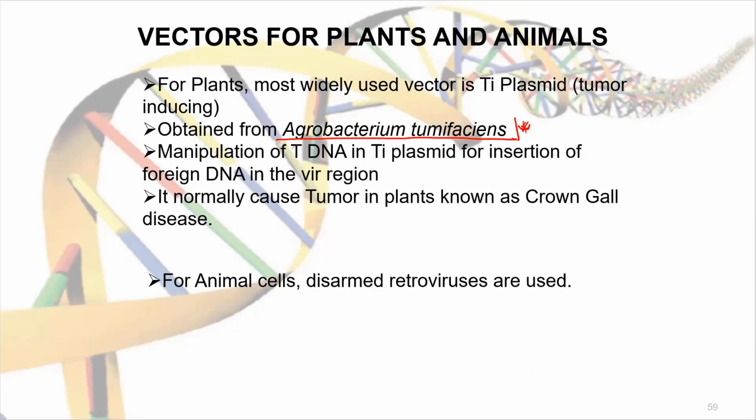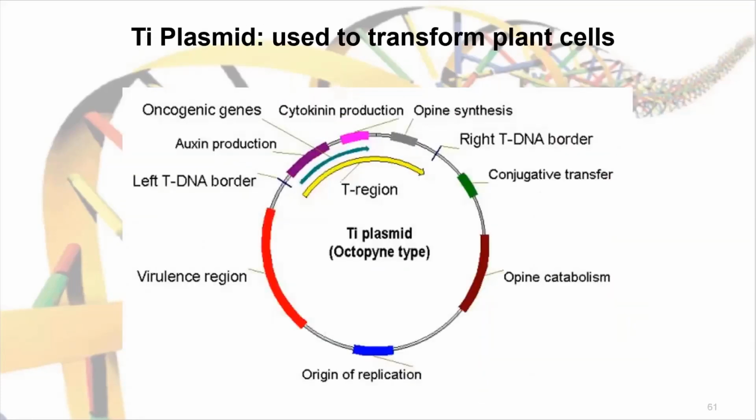This bacteria contains a plasmid known as Ti plasmid. And the Ti plasmid contains a part of DNA called tDNA. This is the Ti plasmid, which has different sequences in it. One of the sequences, starting from here, is from the left tDNA border to the right tDNA border. This part of the Ti plasmid is known as tDNA, where T stands for transfer.